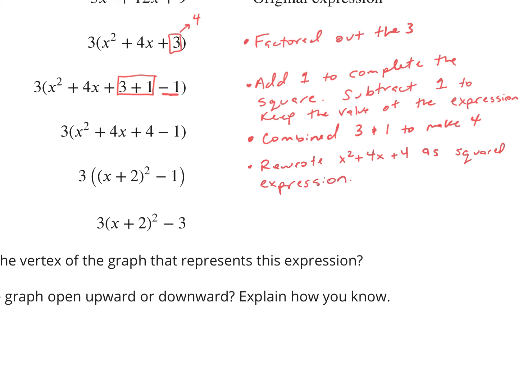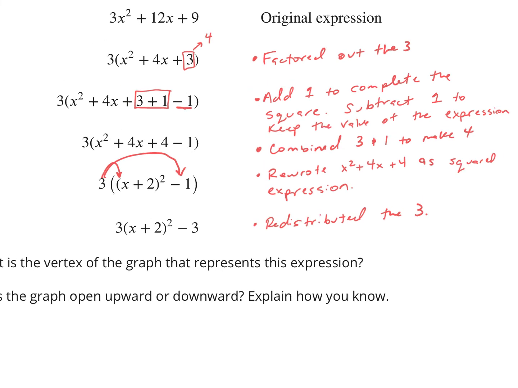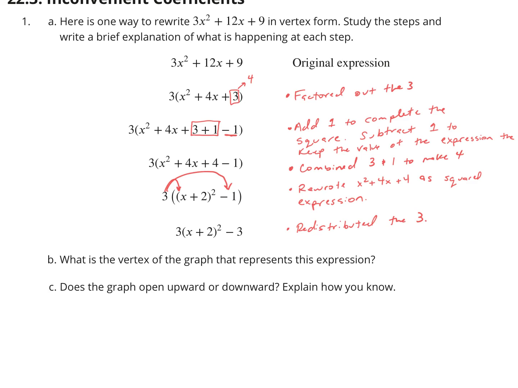And then last but not least, they ended up with 3 times x plus 2 squared minus 3. So looks like they redistributed the 3. Now, notice when you redistributed the 3, you didn't actually put it inside the x plus 2 parentheses. It just stays out in front because what you're doing is you're multiplying 3 by that whole factor, not by each individual term inside that factor. So just be very careful.